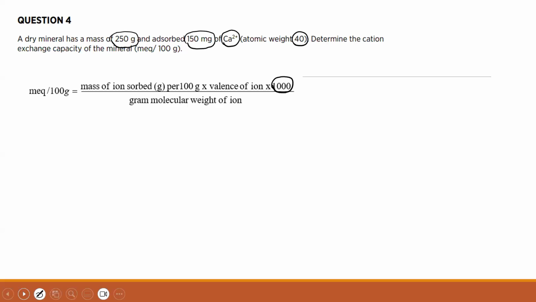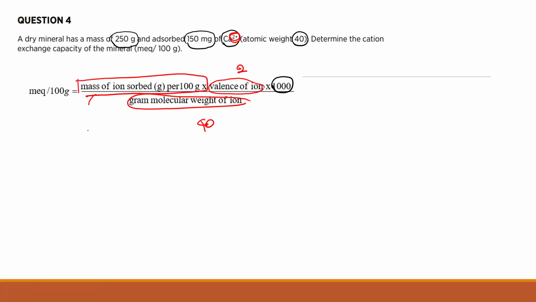This is 1000, you already know. And this one is valence electrons, 2. And the atomic weight is 40 here. And this is the mass of ions. So 150 milligrams, we need to convert to grams. 150 is needed for 250. So for 100 grams of soil you need to multiply by 100 and divide by 250. So this is the amount absorbed for 100 grams of soil.